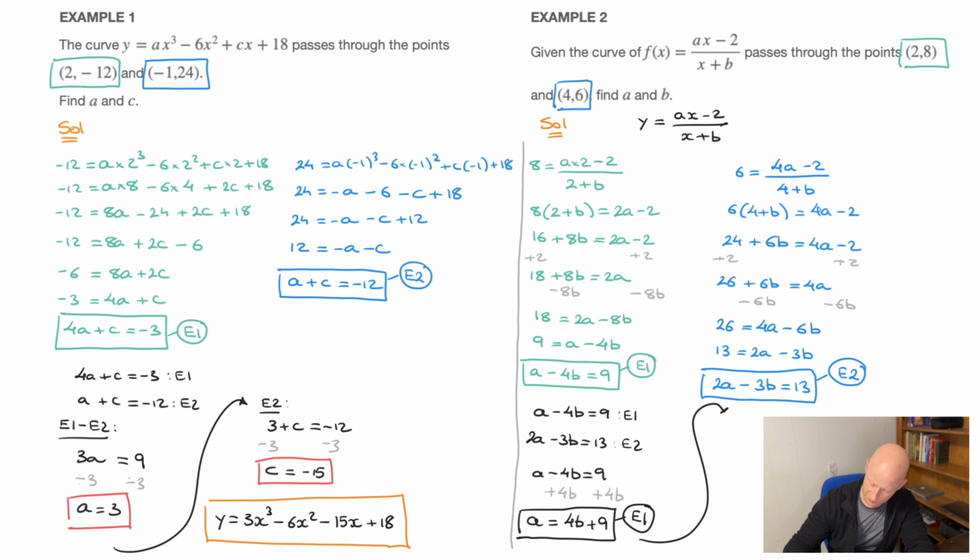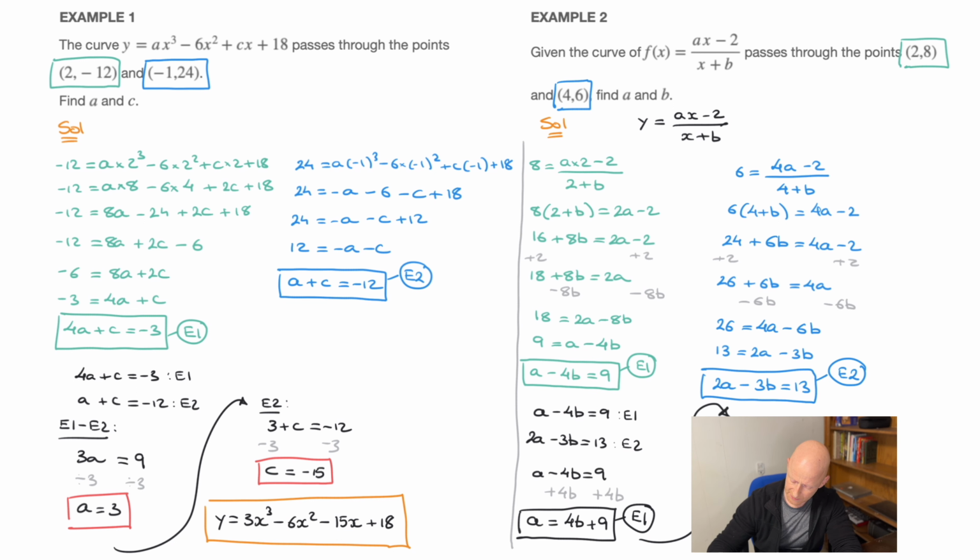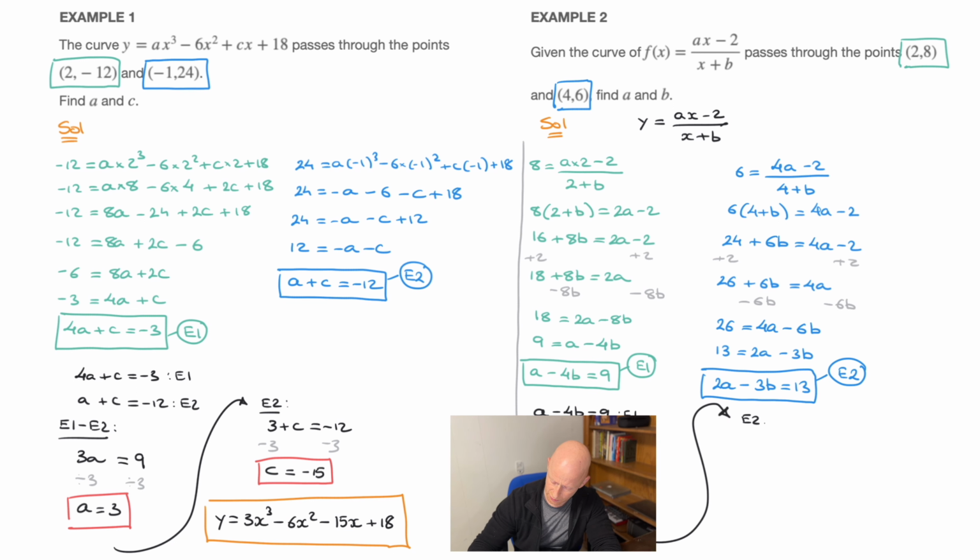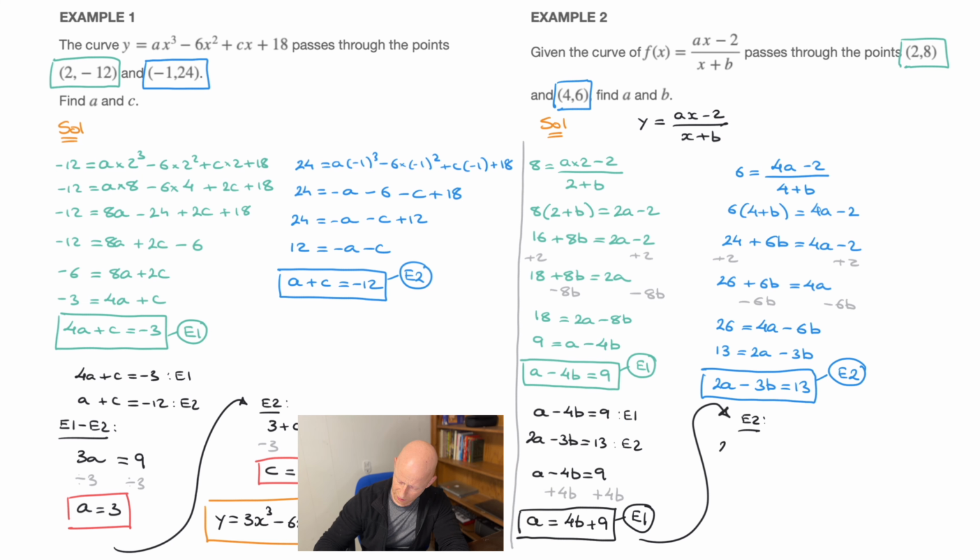Now, using this result and going to the other equation, so E2, we're going to replace the a that we have inside E2 by 4b plus 9. And so let me just keep track of that. Now we turn to E2, so that's the other equation. And so that becomes 2 times, in parentheses, 4b plus 9, minus 3b equals 13. And now distributing this 2 across that pair of parentheses, we quickly find 2 times 4b, so that's 8b, plus 2 times 9, which is 18, minus 3b equals 13.